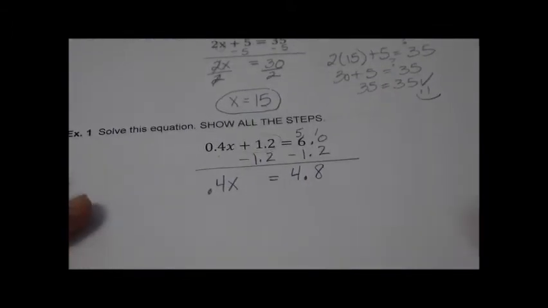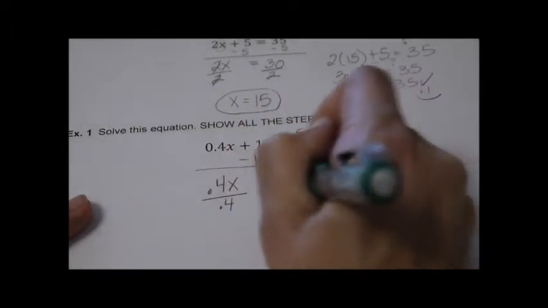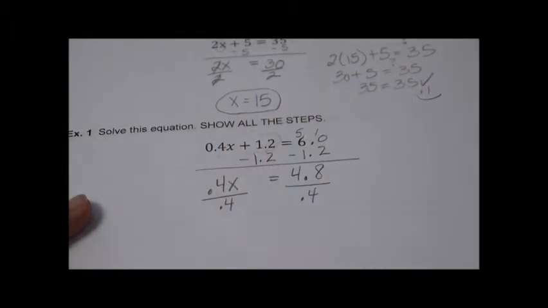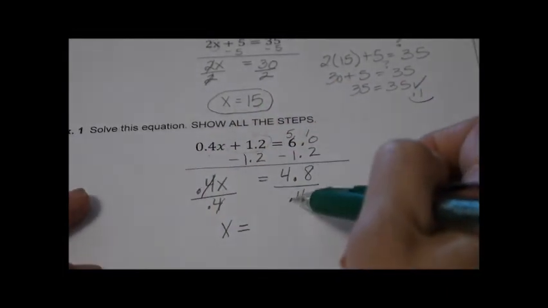So we're almost there. Now we've got 0.4x, so we've got to get rid of this 0.4x, and you can write it that way. So that goes away and we get x equals. Now we've got a decimal problem here.